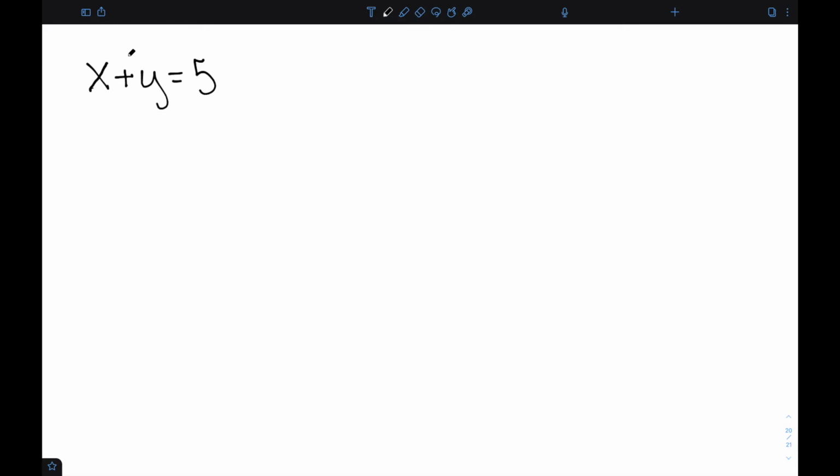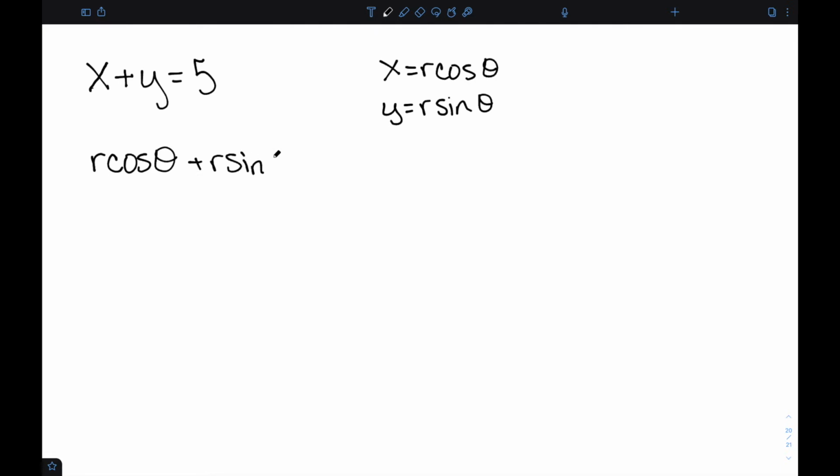Let's start with the equation x plus y equals 5, and I want to convert this to polar coordinates. Well, we know that x is equal to r cosine theta, and y is equal to r sine theta. So this becomes r cosine theta plus r sine theta, which has to be equal to 5. And so I now have the equation of this line.